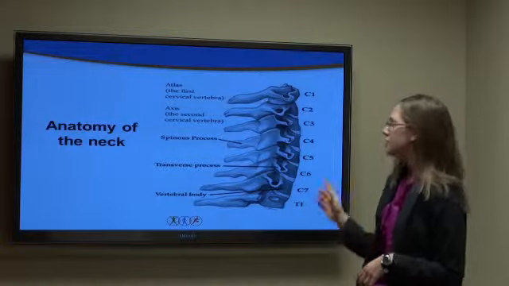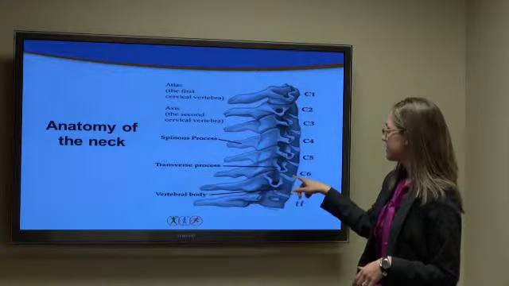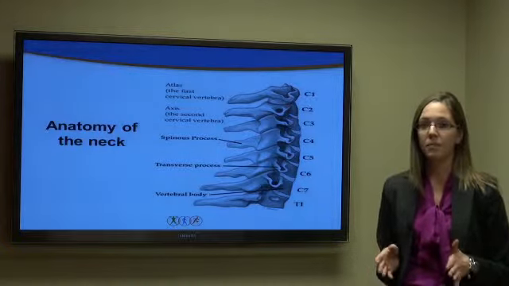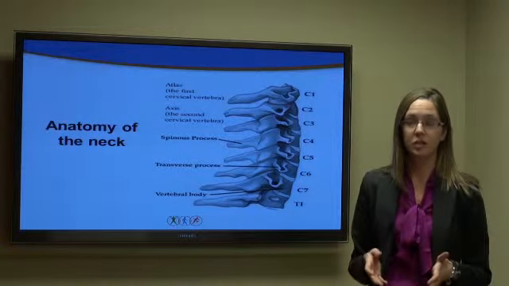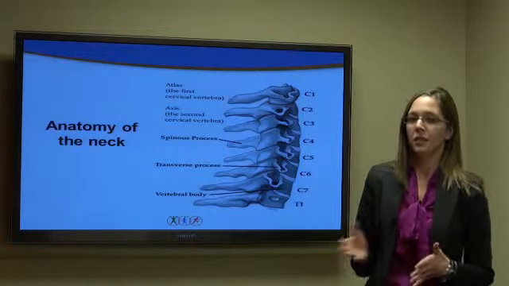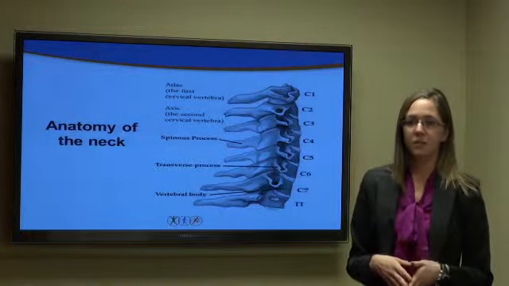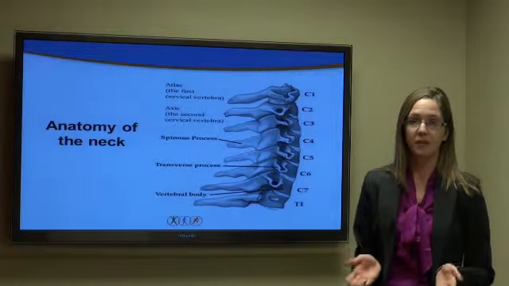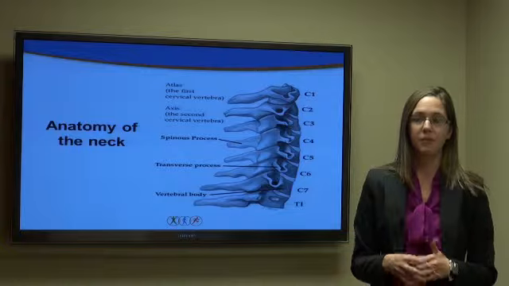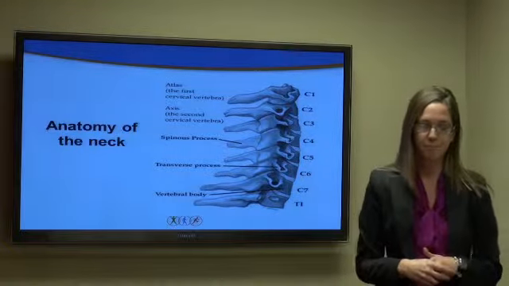In between each of the vertebrae, we have discs that help to cushion the bones of the spine. These discs are made of mostly water and nutrients, and they're used as the shock absorber of the spine. The bones of the spine and the discs help to protect us from the everyday stresses of life and help to cushion and protect the spinal cord as well.